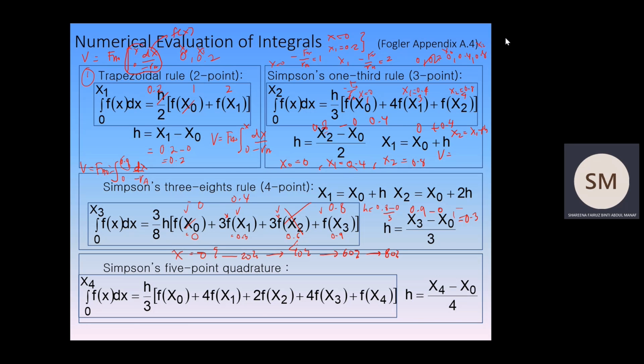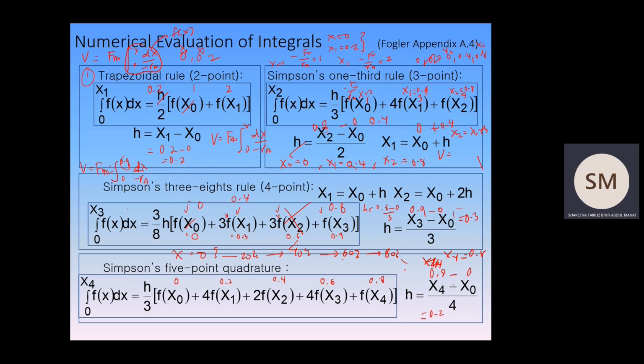Let me move this first. So the X4 here is 0.8, and the X0 here is 0. So 0.8 minus 0 over 4, you will have the value of 0.2. Means that starting from X0, it should be 0, and then X1 is equal to 0.2. For X2 it should be 0.4, and X3 is 0.6, and X4 is 0.8.